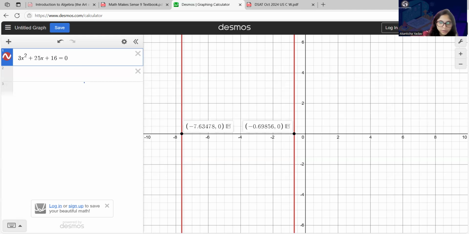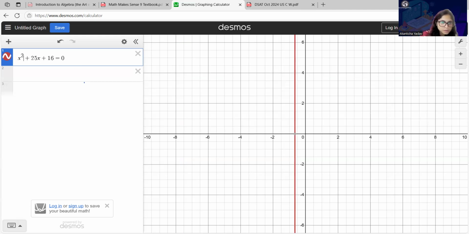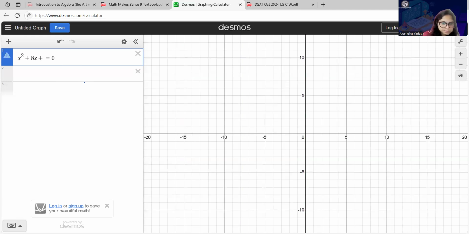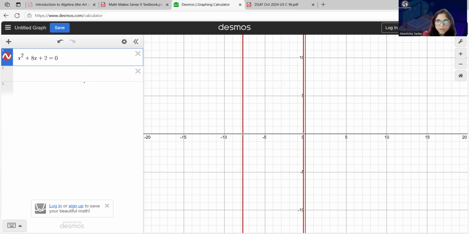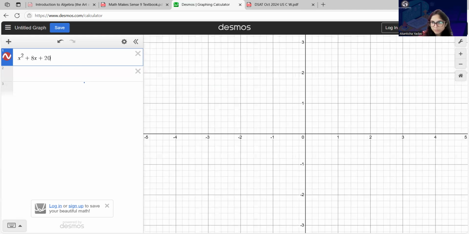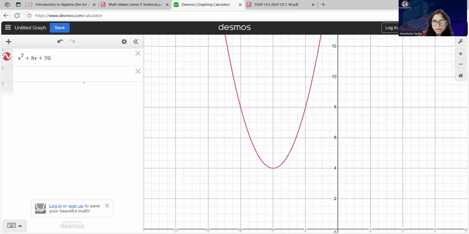For example, if I write x squared plus 10x, we already have 16, so plus 8x. So now you're getting only one line. It's only one solution. And now you'll not see any line because there's no solution. Make sense? And if you want to see if there's a solution or not, you can just make the graph. So you can see there are no x-intercepts. Got it?